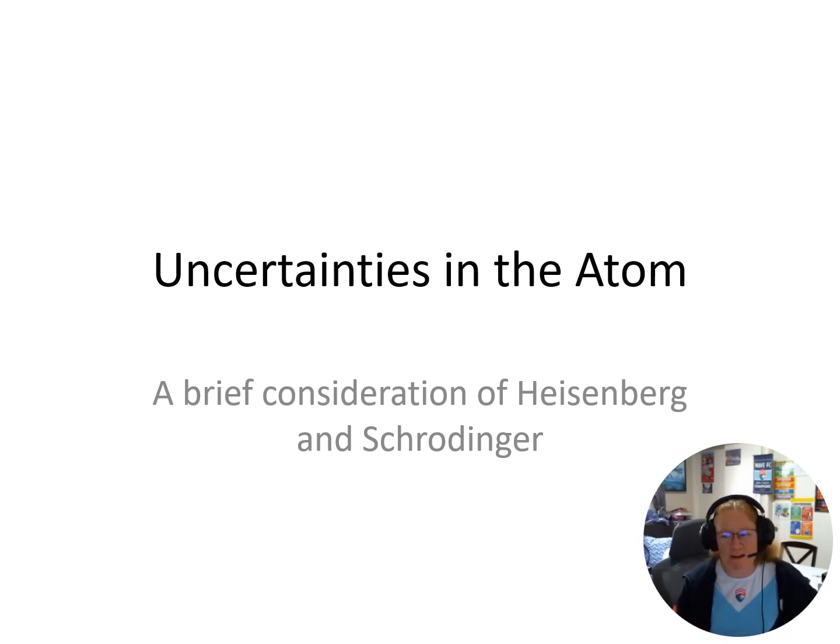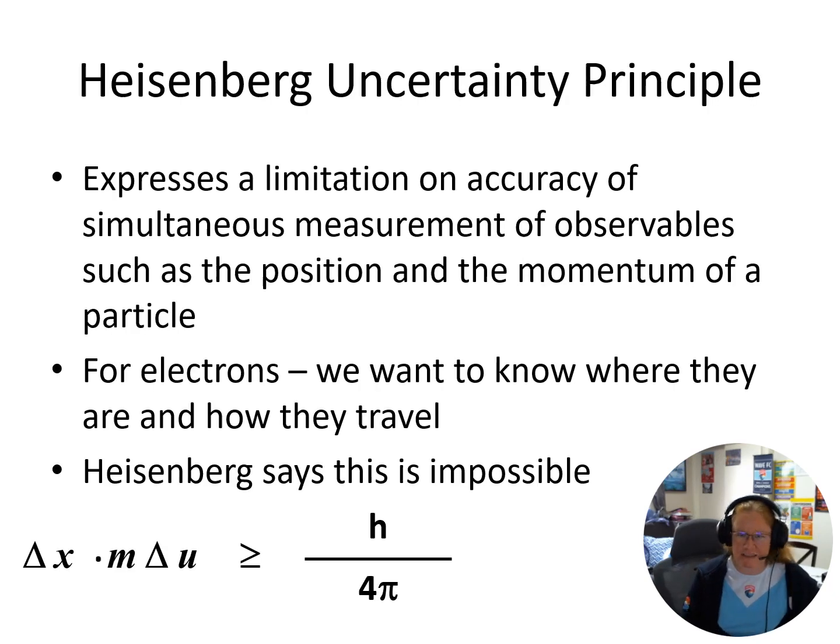So we have a couple of things: the Heisenberg uncertainty principle and Schrodinger's equation. Basically, what the Heisenberg uncertainty principle is saying is that we can't know everything all at once. If we think about the position and the momentum of a particle, in the case of an atom, the particle is an electron.